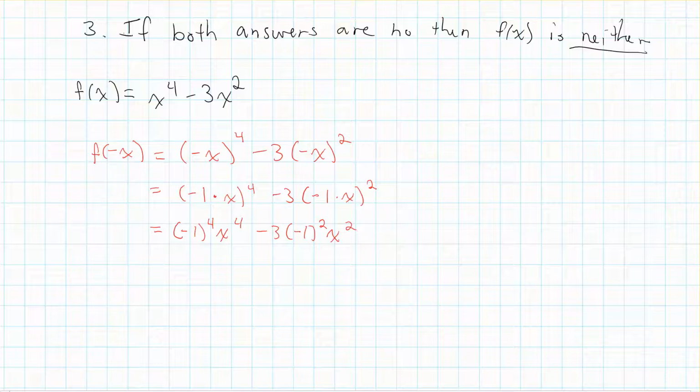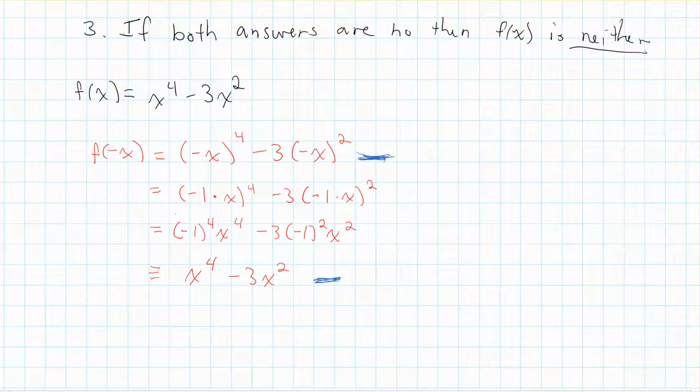But of course, negative 1 to the fourth is positive, and so this would just be positive x to the fourth. Negative 1 squared is of course positive 1, so I'd have minus 3x squared. Now as far as what I expect to see, I expect to see this line here and at least this line right here. If you want to show these additional steps just to make sure you don't make mistakes, that's fine.